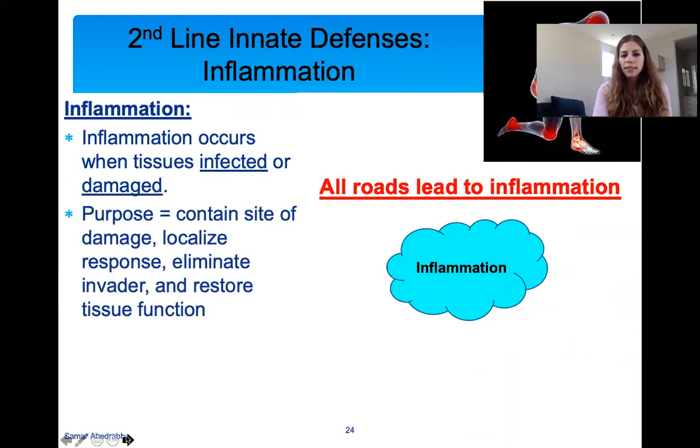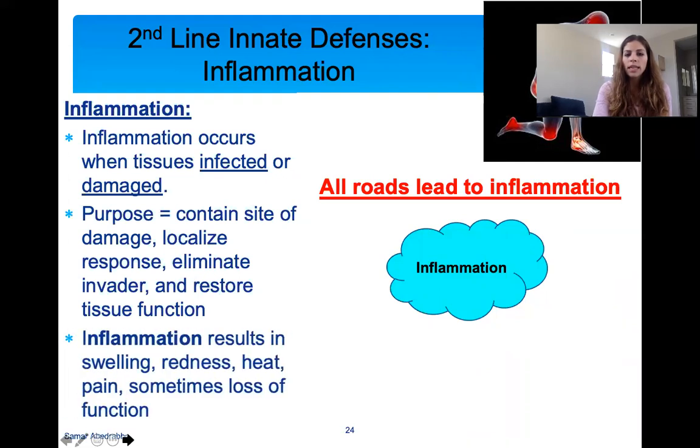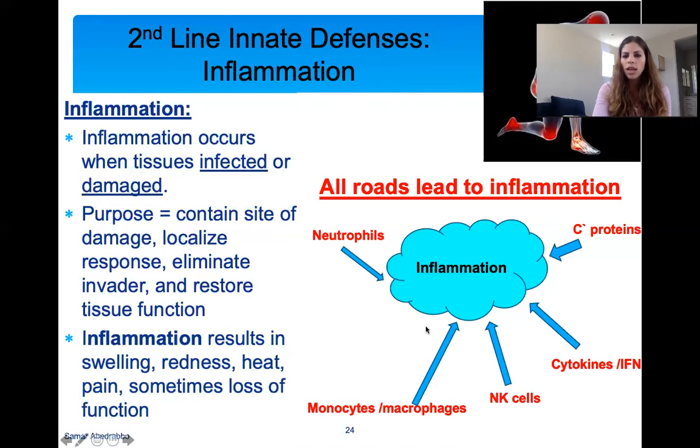And the purpose of inflammation is to contain the site of damage or infection, to localize the response, to eliminate the invader, the pathogen, and to restore the function of the tissue. Inflammation results in swelling, redness, heat, pain, sometimes loss of function. Sometimes inflammation can be so bad that it damages tissue.